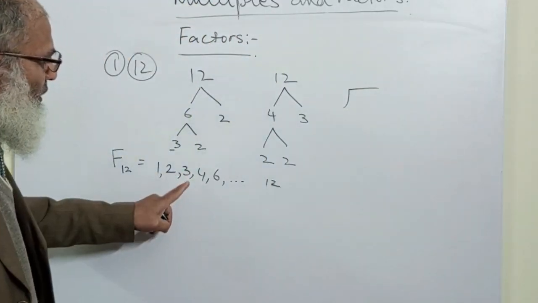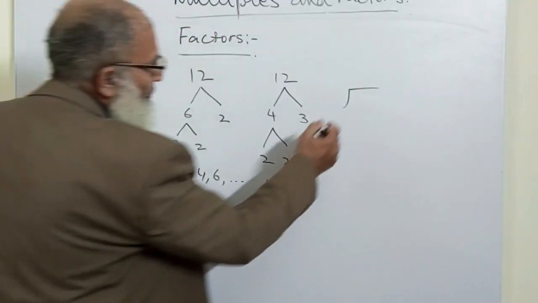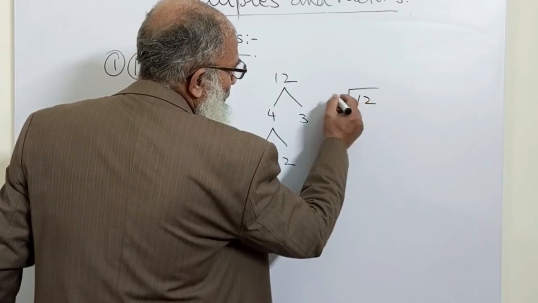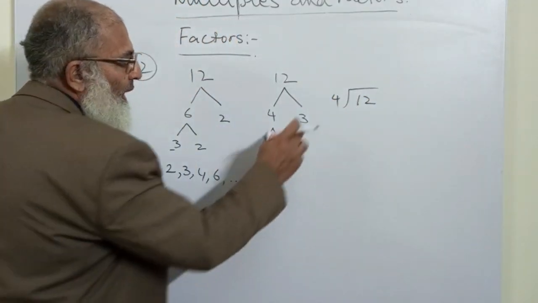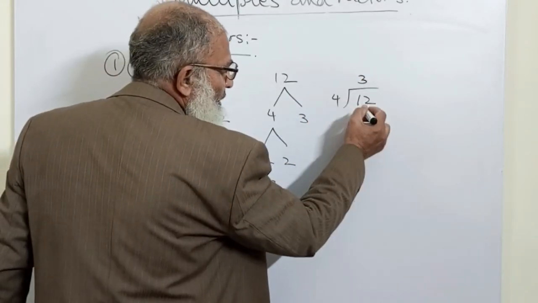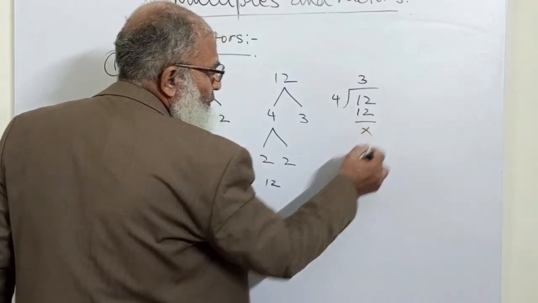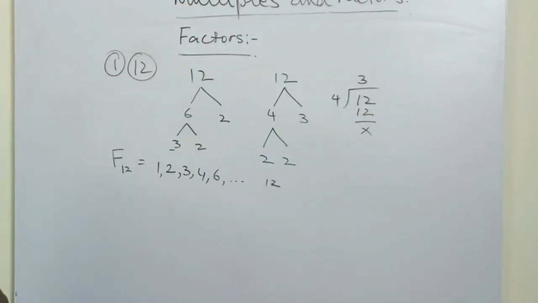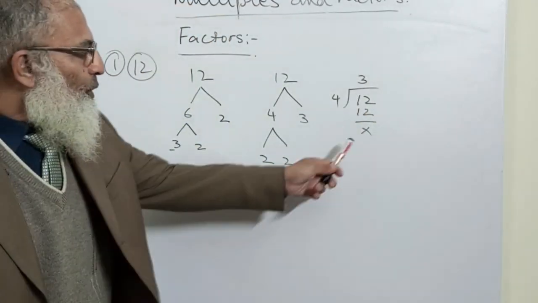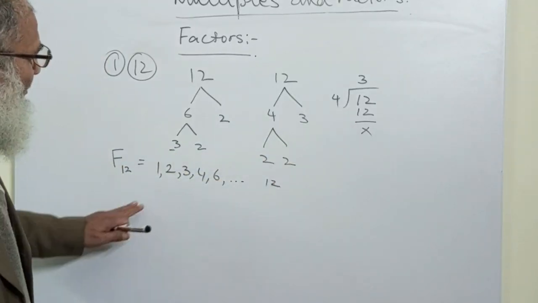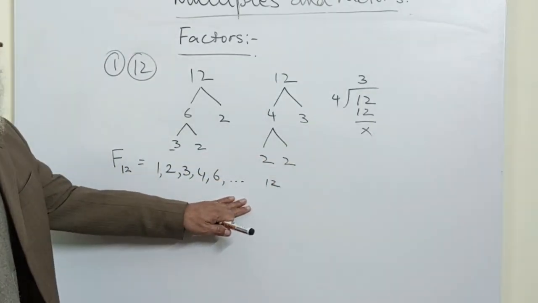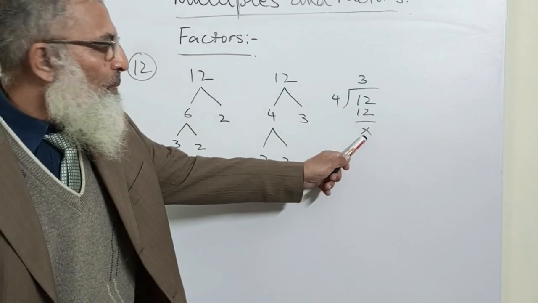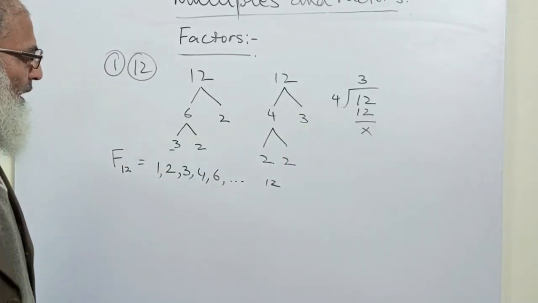Suppose I want to check it for 4. 4 times 3 is 12. Therefore, you see that we have got no remainder. And similarly, for all the factors, there shouldn't be any remainder over here.